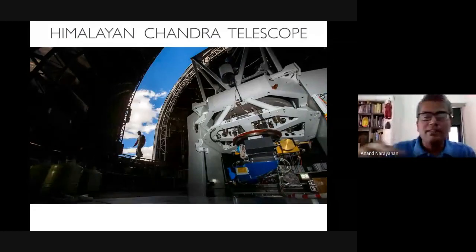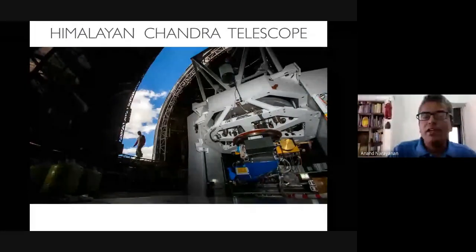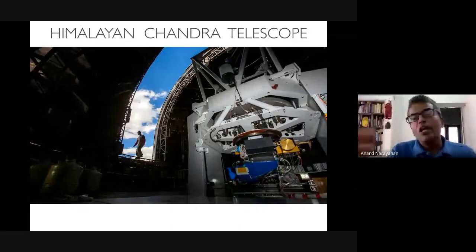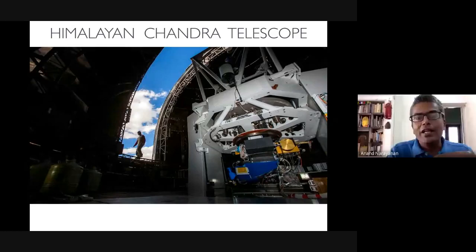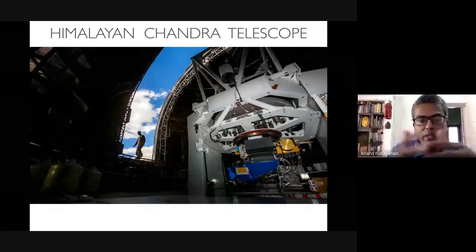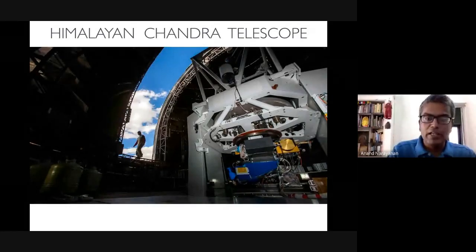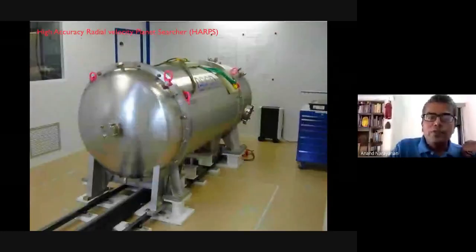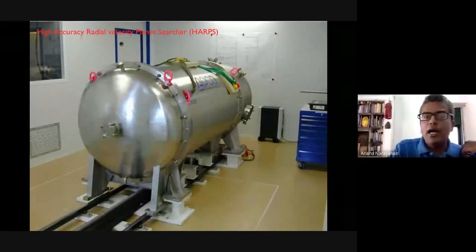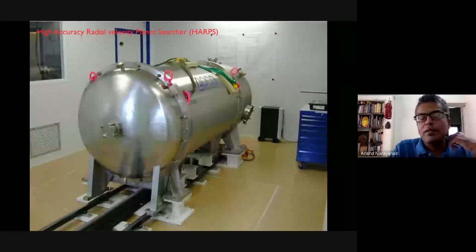The light is then sent to either a CCD camera, which takes a picture of the object that the telescope is looking at, or it is sent to a spectrograph, which records the spectrum by splitting the light into different colors. Okay, so I'll show you what an astronomical class spectrograph looks like. Okay, so this is a spectrograph that's called HARPS, High Accuracy Radial Velocity Planet Searcher. It is part of one of the observatories of the European Southern Observatory.